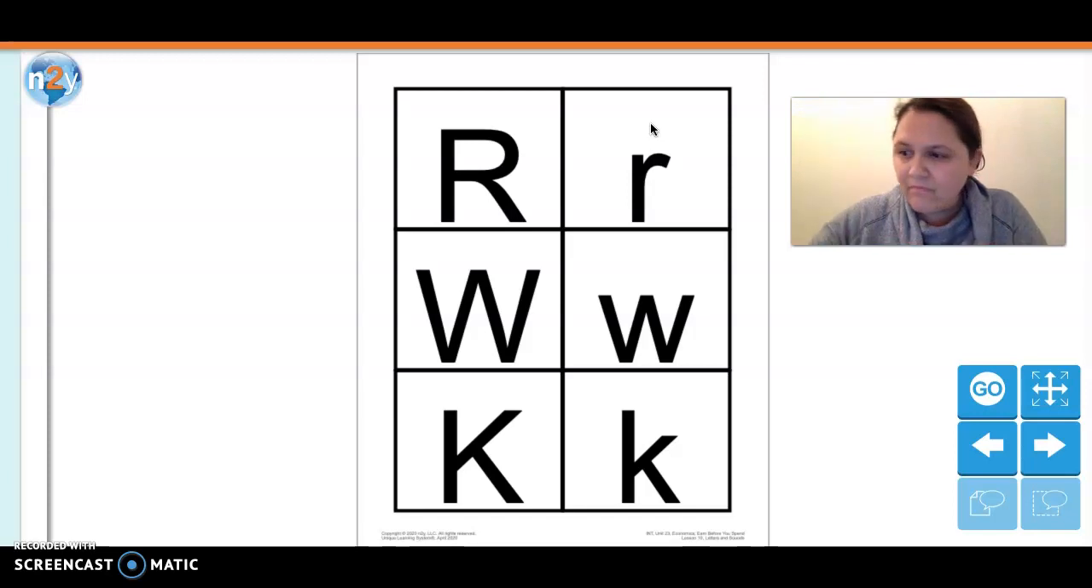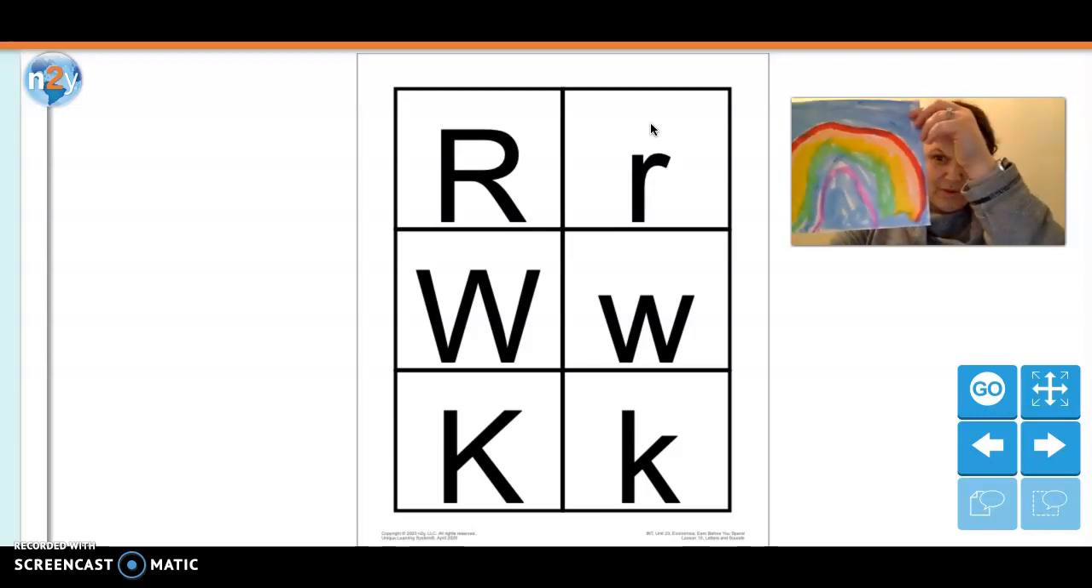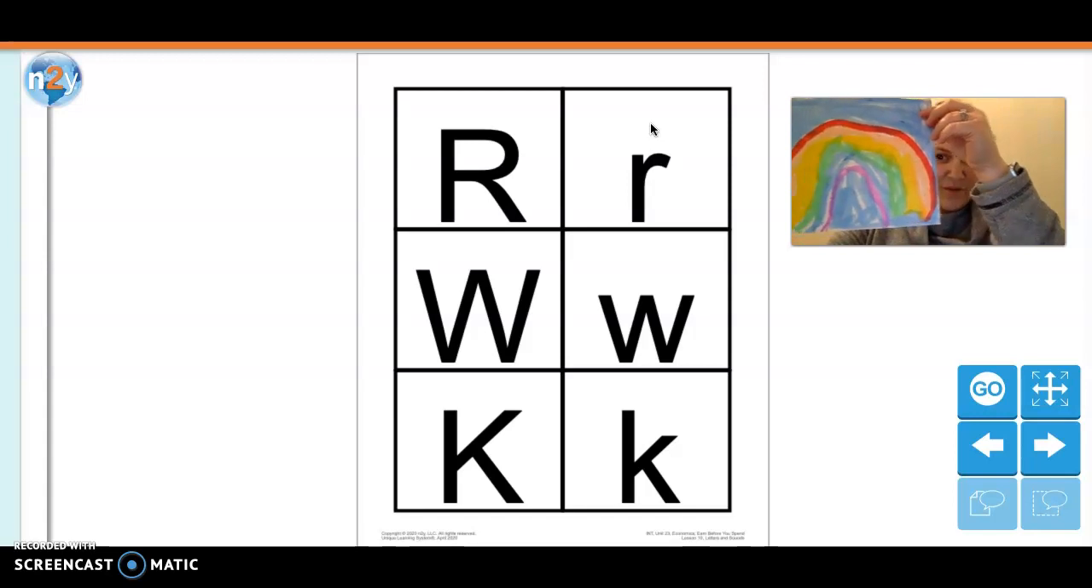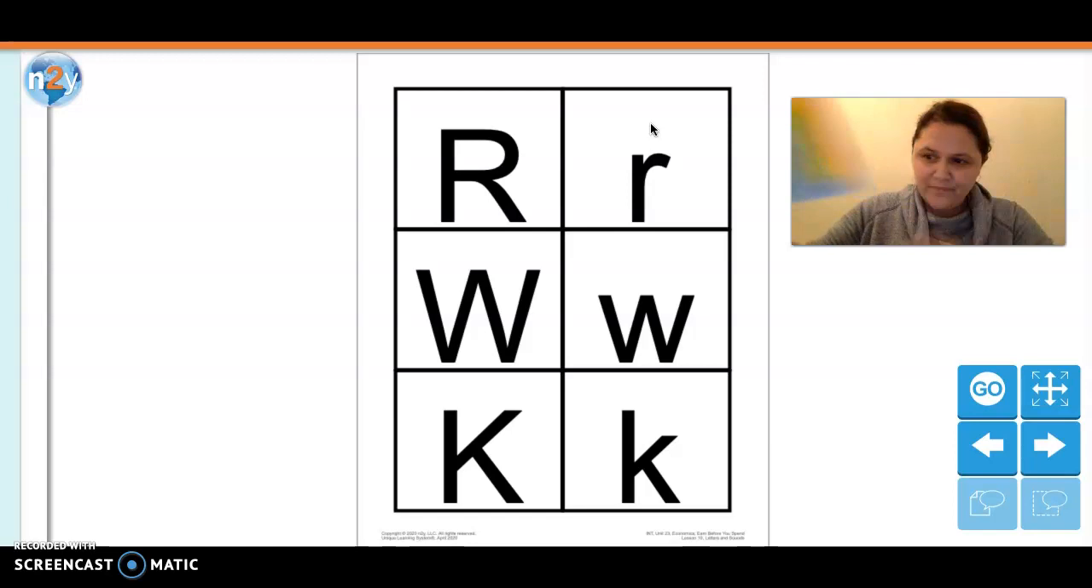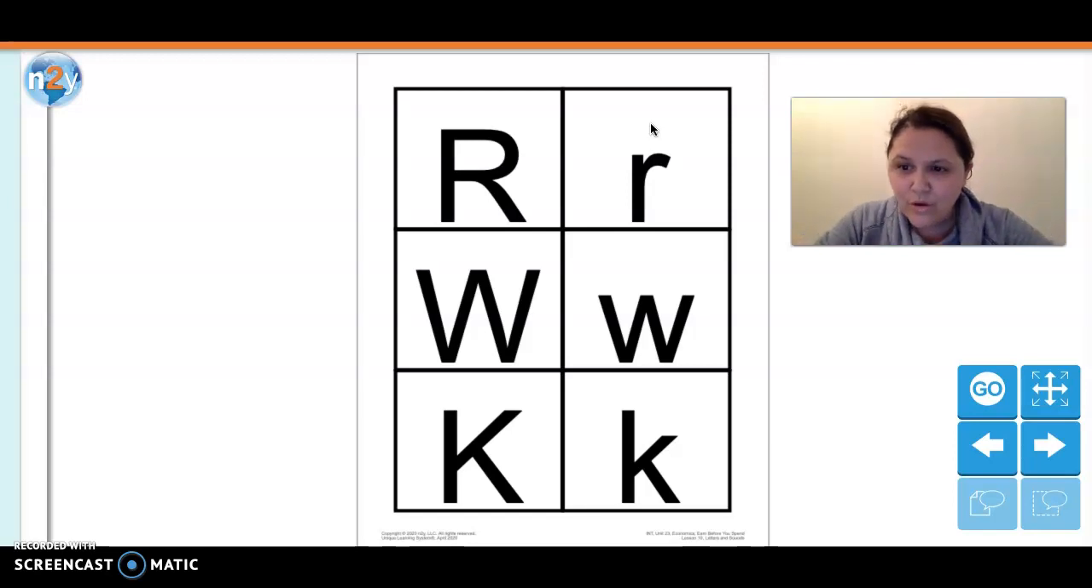Raisins. And last, I had my daughter make me a picture of a rainbow. A rainbow. Rainbow.